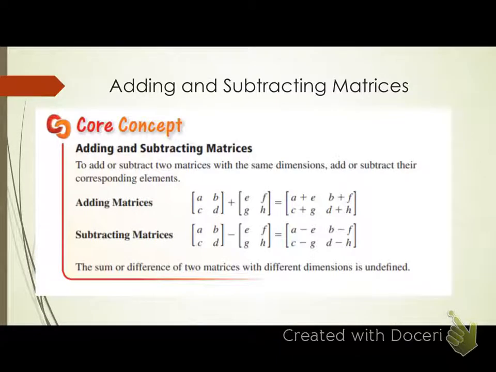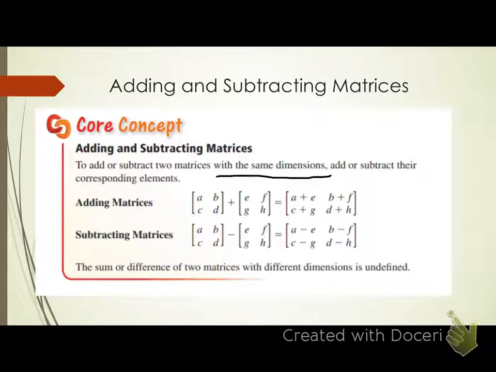So let's look at some operations with matrices. Notice I said matrices and not matrice. Matrices is the plural form of matrix. So we don't call multiple matrices matrix, and we don't call one matrix a matrice. It's matrix and matrices. So adding and subtracting matrices. To add or subtract two matrices with the same dimensions, that's very important, with the same dimensions, add or subtract their corresponding elements.